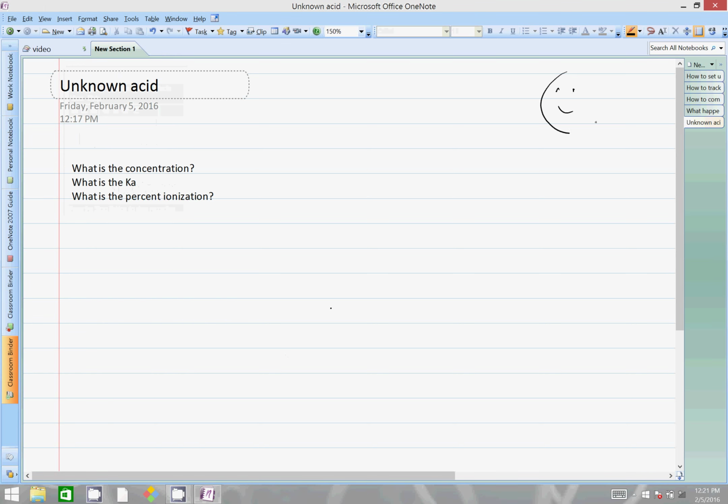Good afternoon, this is Schweitzer, and we're going to do a little discussion here about a probable, let's say, lab question. So, you're in lab, you're given an acid, you could know the name of the acid or not, it doesn't really matter, HX, and you're told to somehow figure out what is the concentration of the acid, what would be the Ka of the acid, and what is the percent ionization of the acid.